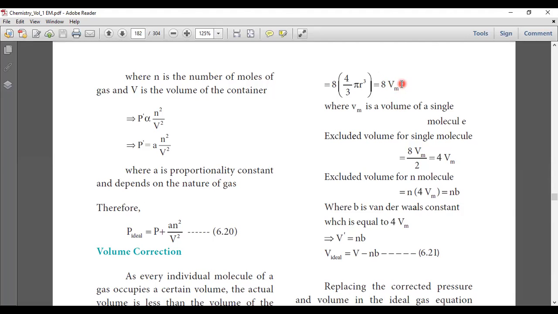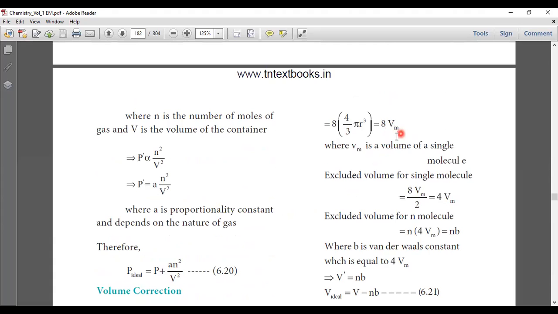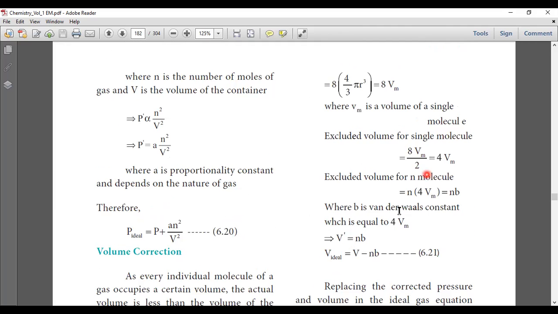So now this Vm refers to the volume of the single molecule. Okay, so Vm is the volume of the single molecule. See now this excluded volume for a single molecule will be equal to 8 Vm divided by 2. Because how many gas molecules are there here? We have taken 2 gas molecules as our example. So those 2 gas molecules, so when we work it out we get 4. So now the excluded volume for n molecules will be equal to n into 4. So n molecules, we take n numbers. So now 4 Vm will be equal to V.